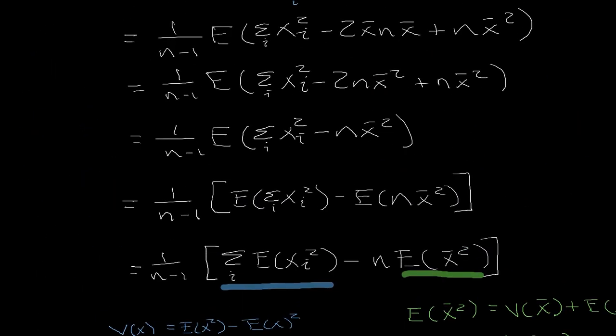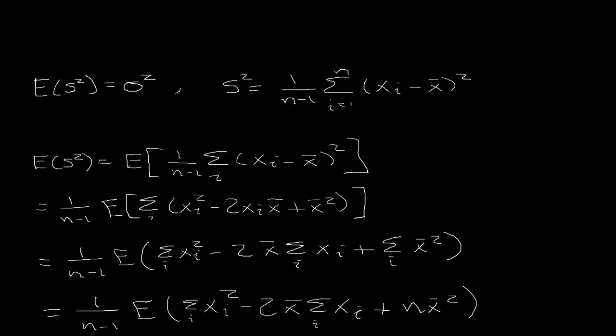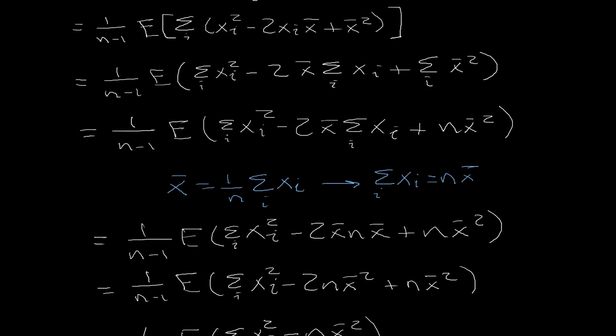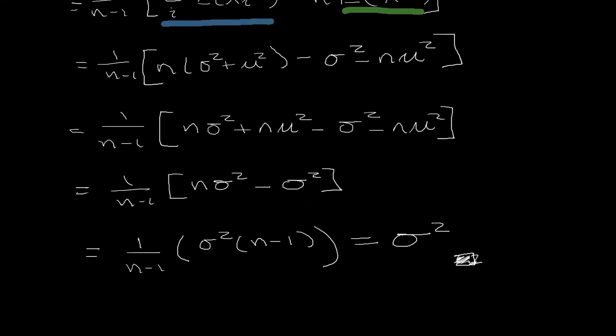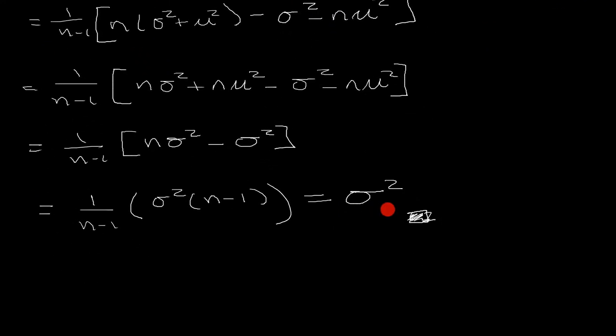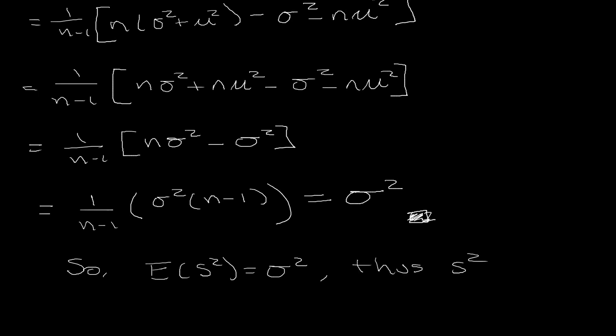So this is one way to prove that the sample variance is unbiased. Let's recall all the procedure that we did. The expected value of our sample variance, following this path, results in the population variance. So this proves that the expected value of the sample variance is just the population variance, thus it is unbiased.